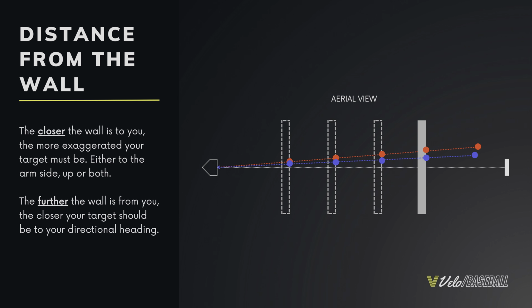So another consideration when you're selecting a target on the wall is the actual distance you are from the wall itself. The closer that wall gets to you, the harder it is to then project how that ball would travel 60 feet 6 inches if it were thrown as a pitch. Whereas the further that wall gets away from you, the closer you are to actually throwing a ball 60 feet 6 inches, and the easier it becomes to then project out that ball's flight after it would actually pass through the wall.